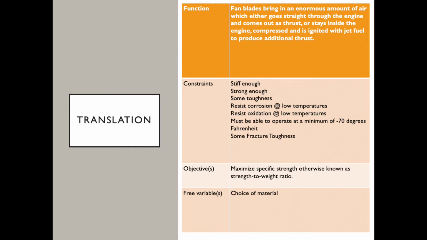Fan blades must be stiff, strong, and have toughness, as debris such as birds can fly into the blades during the flight. The planes usually fly at an altitude of 40,000 feet with temperatures that are around negative 70 degrees Fahrenheit. So the fan blades must be able to operate at those temperatures, as well as resist corrosion and oxidation at low temperatures. For the objectives, the fan blade must be light and strong, because heavy blades require more energy to move and require more fuel. For the free variables, it's just the choice of material.